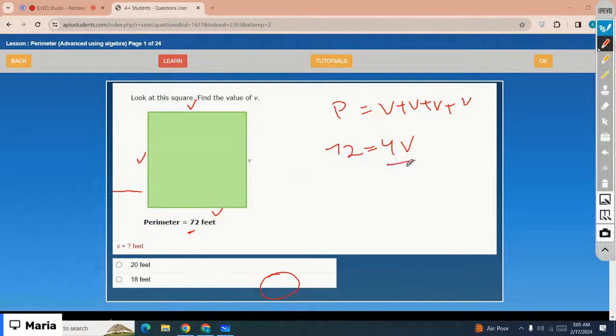You need to divide both sides by 4 because you need to calculate the value of V only, right? So 4 times 1 is 4, and 4 times 8 is 32. 4 times 1 is 4, you are left with 3, and 4 and 4 cancel out, you are left with V. That means each side length of the square is 18, and all sides of the square are equal in length, so that is 18 feet. The correct option is 18. Got it? V equals 18.